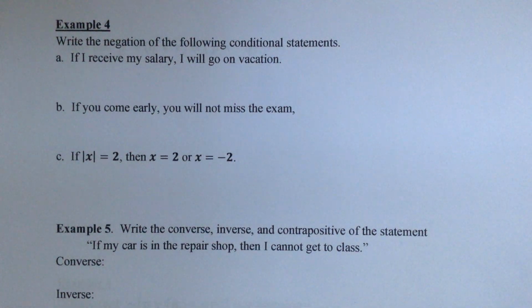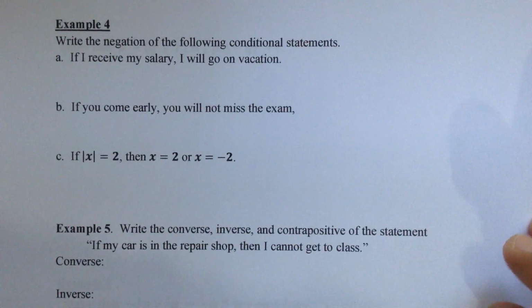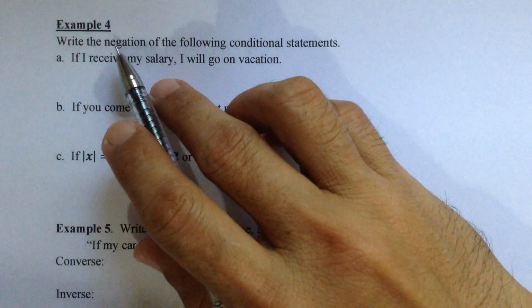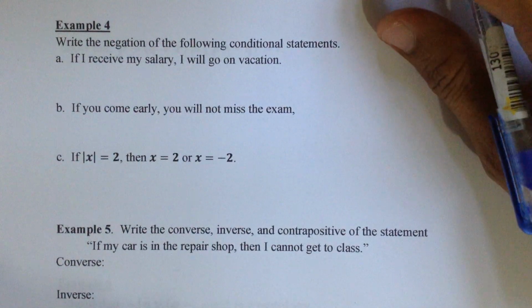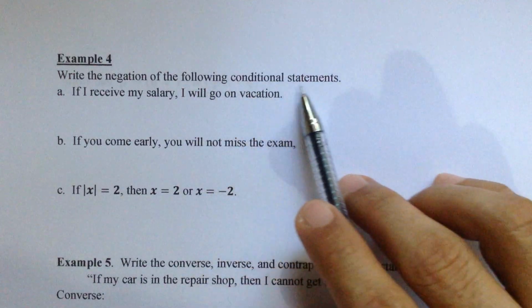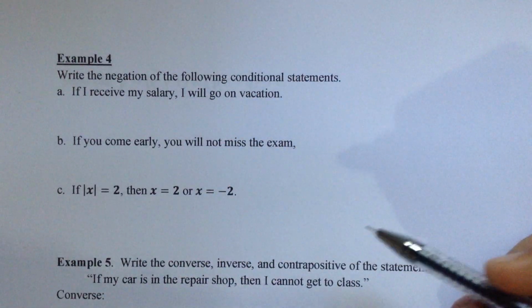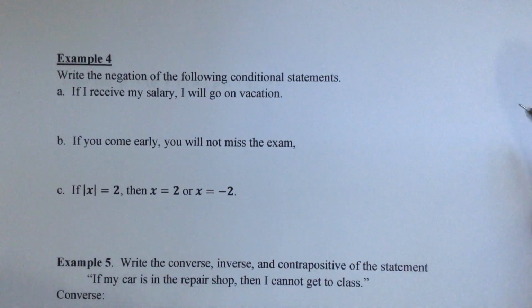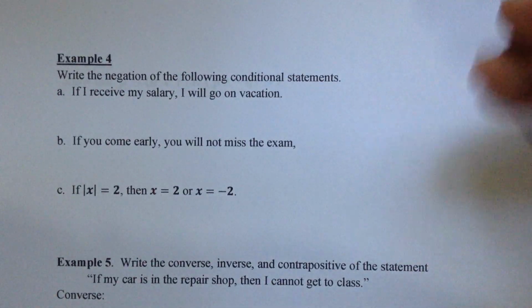Okay, in this video, we continue our discussion on conditional statements. We now discuss example number 4. It says, write the negation of the following conditional statements. What then is the negation of a conditional statement?